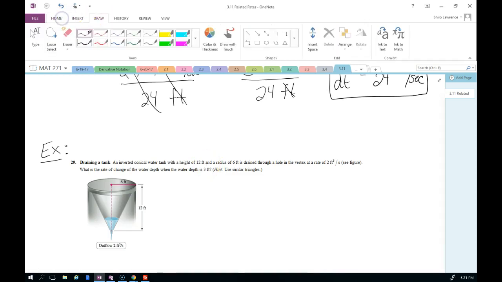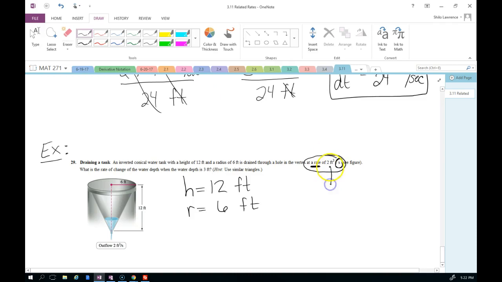So I'm going to start writing down some of our values. H equals 12 feet, and a radius of 6 feet is drained through a hole in the vertex at a rate of 2 cubic feet per second. Now, it is a rate because it's per second. It says rate, but you need to be really careful about what this is the rate of.